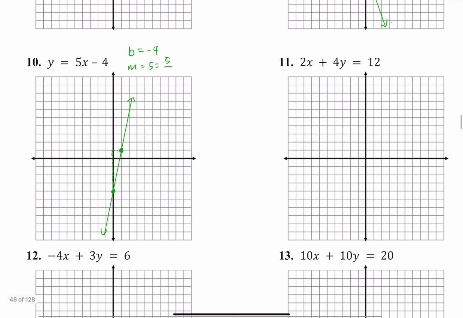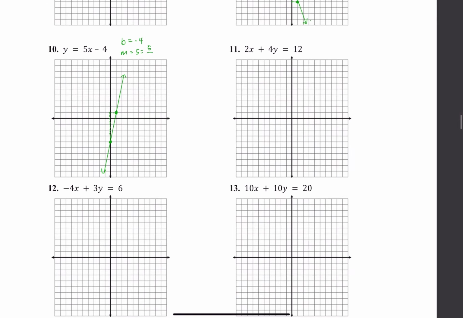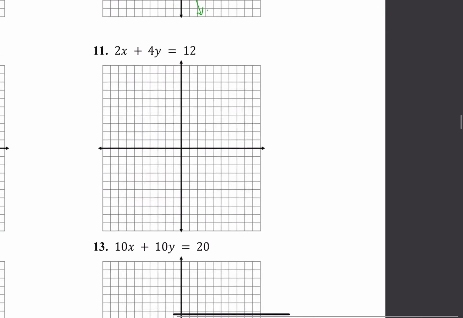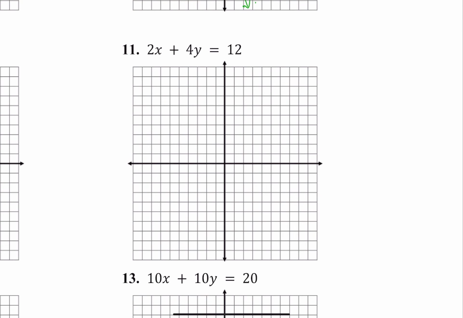Okay. On number 11 through 13, we have a step 0 to do. If we are not solved for y already, we need to go ahead and just manipulate it to have that form first. So I'll go ahead and just do it over here on the side. I'm going to rewrite this, is equal to 12. I need to solve for y first. So I'm going to subtract 2x from both sides. 2x and 12 are not like terms. So what we'll end up with here is 4y equal to minus 2x plus 12.